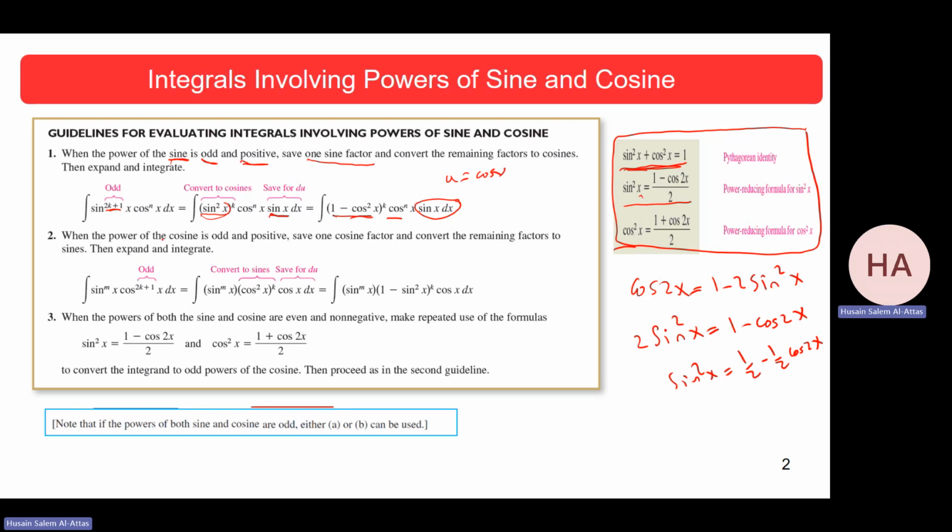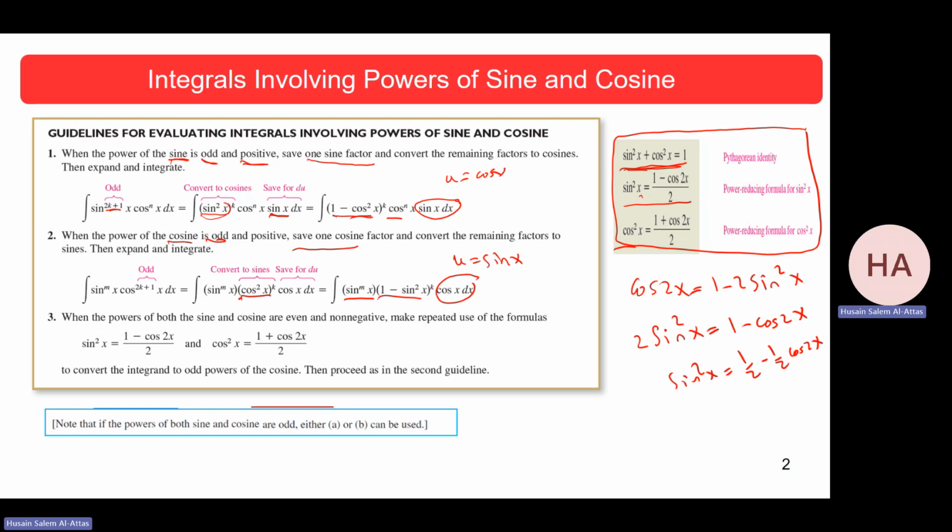The same idea if the power of cosine is odd. You will save one cosine and convert the remaining factors to sine, because the remaining factors will be even ones. This one you change into sine. This is sine already. So you have u equals sine, and this will be my du. And the remaining is just polynomials in u.